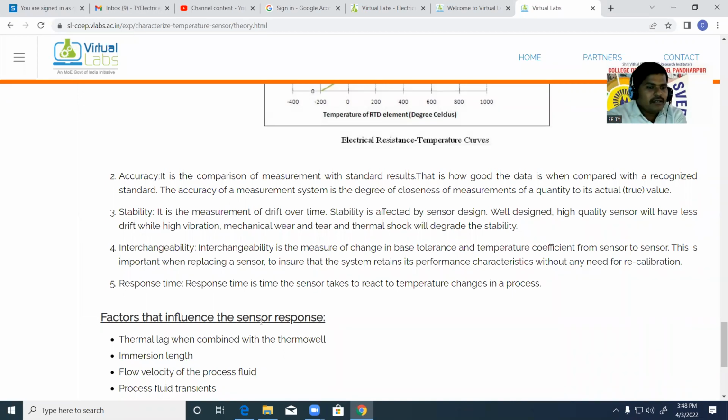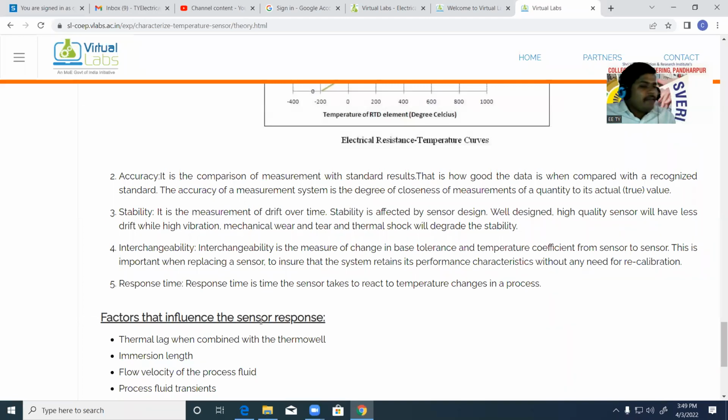This is important when replacing a sensor, right? If we replace a sensor when the first sensor is damaged, we should understand, while considering interchangeability, its characteristics, or whether there is non-uniformity in that sensor. To ensure that the system retains its performance characteristics without any need for recalibration, the system performance should be retained as it is, or maybe it is good.